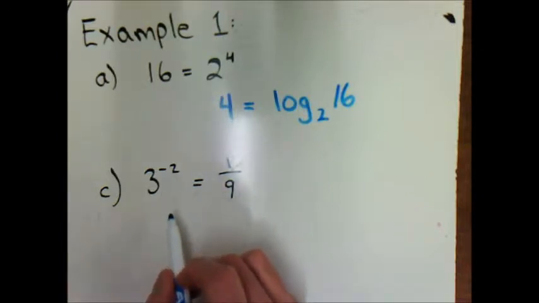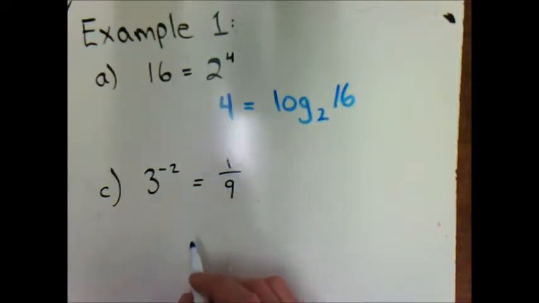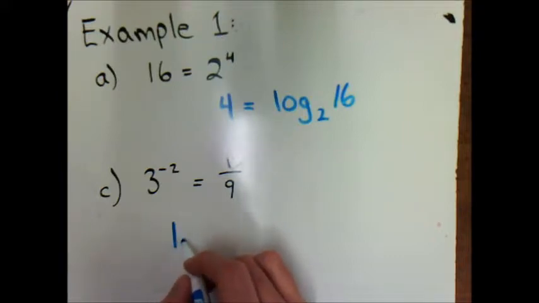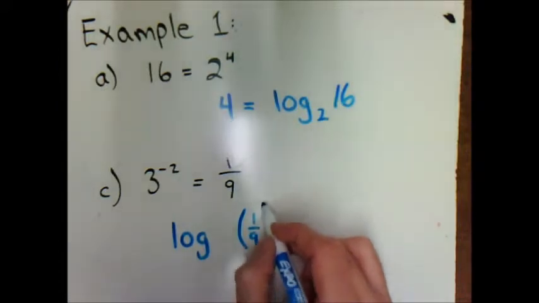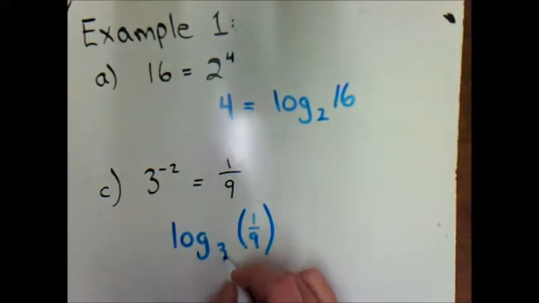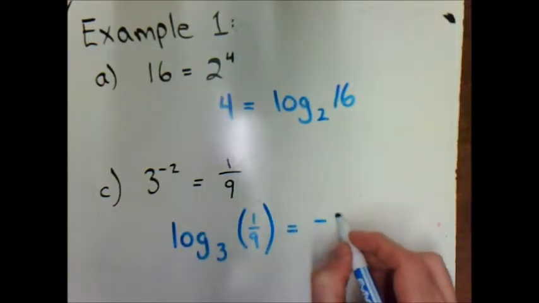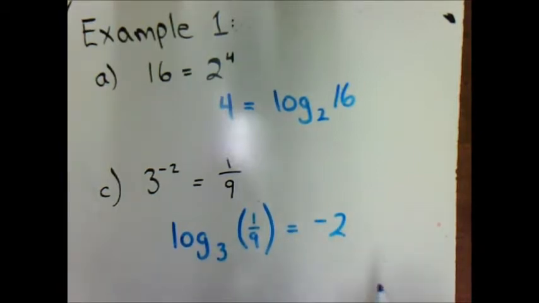C, 3 to the power of negative 2 is equal to 1 over 9. This time we're going to write the logarithm first. The logarithm of 1 over 9 to the base 3 is equal to negative 2. And all that means is if we have the base 3, we want it to equal 1 over 9, we need to raise it to the exponent negative 2.